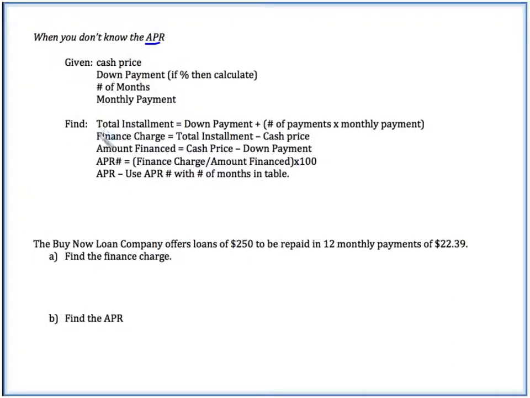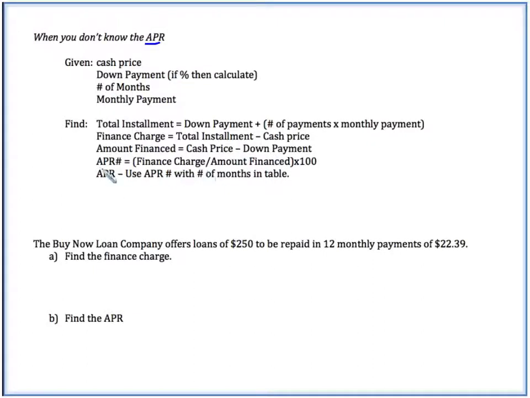So some things that you can find are total installment price. That's every penny you pay. So it's going to be your down payment plus the number of payments times your monthly payment. So these are your total installments, and then plus the down payment gives you total installment price. Now your finance charge is going to be your total installment minus the cash price. Now notice this could also be just the number of payments times the monthly payment and then subtract the amount financed. That would also give it to you there. Now the amount financed is going to be the cash price minus the down payment.